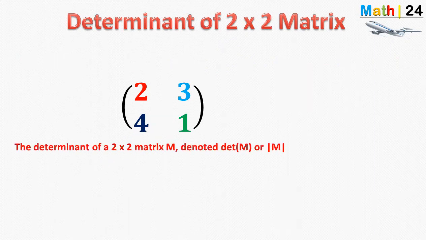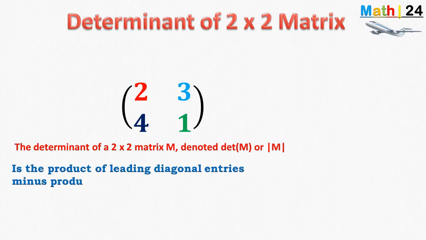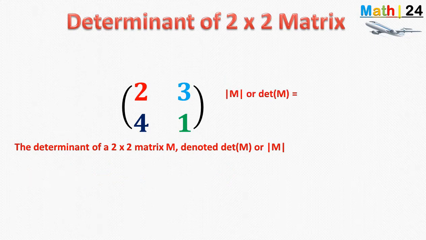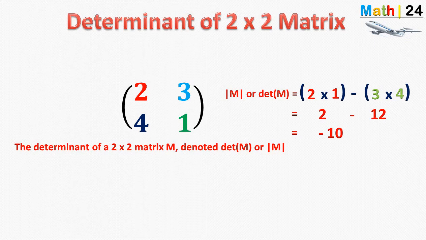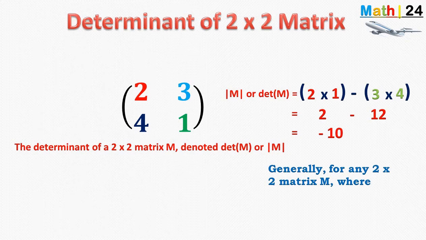The determinant of a 2 by 2 matrix M, denoted det M or absolute M, is the product of the leading diagonal entries minus the product of the reverse diagonal entries. In this case, the leading diagonal entries are 2 and 1, that is 2 times 1, minus the off diagonal entries, 3 times 4. So we have 2 minus 12, giving us minus 10. Therefore, the determinant of this matrix is minus 10.